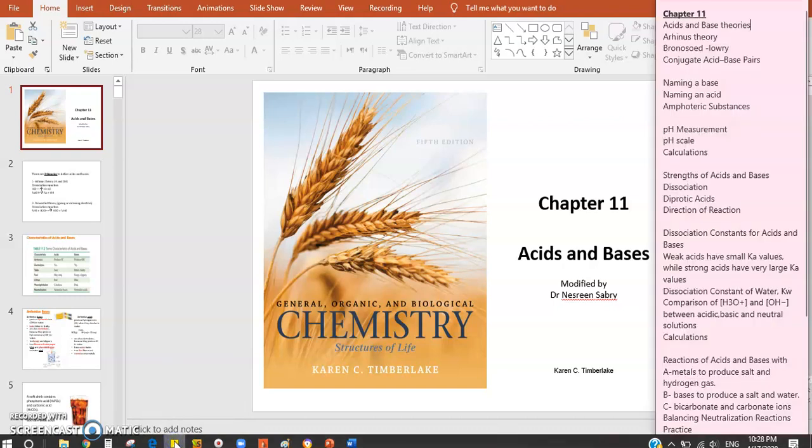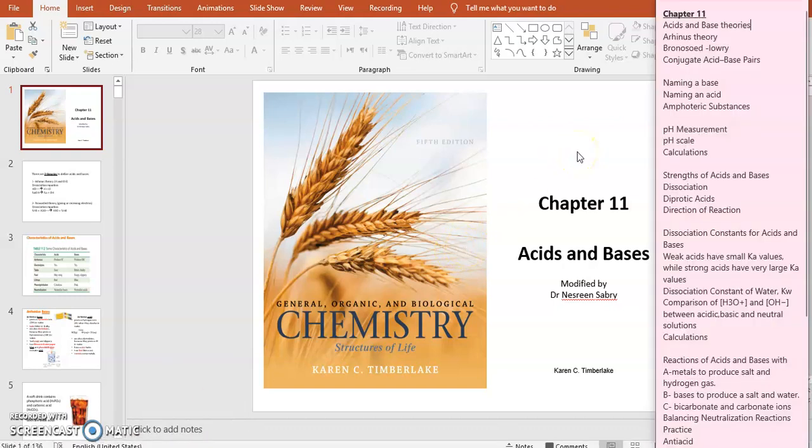Hello, students. Today we will be working on chapter 11, and chapter 11 is all about acids and bases. We'll learn what an acid is, what a base is, what reactions they get involved in, how to name a base or an acid, how to measure the pH, and how to determine if the molecule we have is a strong acid, a weak acid, a strong base, or a weak base. All of these we will discuss in this chapter.